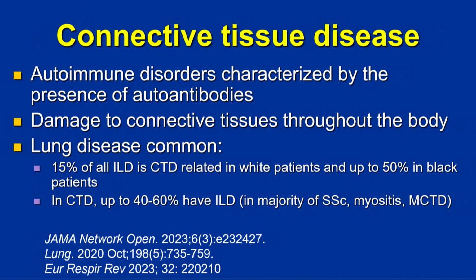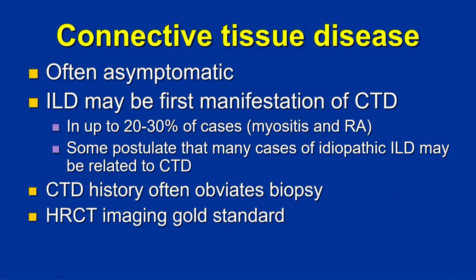Lung disease in connective tissue disease is quite common. Based on data, about 15% of all interstitial lung diseases are related to connective tissue disease in white patients and up to half in black patients. In connective tissue disease, up to 40 to 60%, so I just say 50%, of cases have ILD, specifically in the setting of systemic sclerosis, myositis, and mixed connective tissue disease, a little lower in some of the other connective tissue diseases.